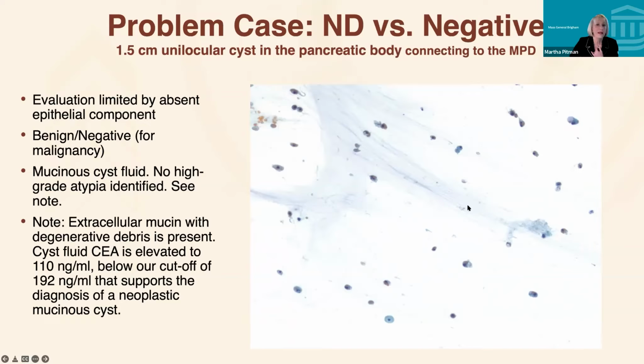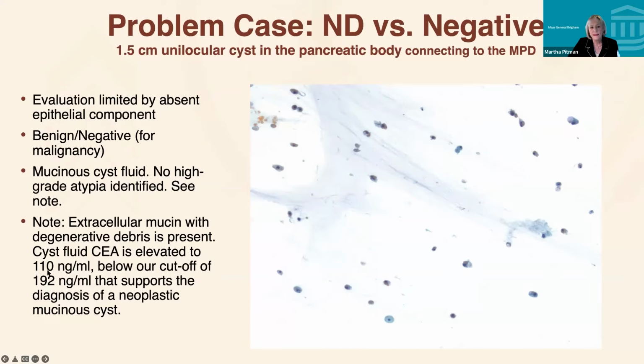So what they want to know from me is, is there anything to say that this is a high-risk cyst? Does it need to come out, or can they manage that patient conservatively? I can see some extracellular mucin, but I don't see any epithelium. I see this degenerated debris within that mucin, but nothing to say that this is a high-risk cyst. So I can put this in the negative for malignancy category. I can explain that I do see mucinous cyst fluid. I don't see any high-grade epithelial atypia, and I can say that I'm confident that this mucin is from the cyst. I see the degenerated debris that supports that.